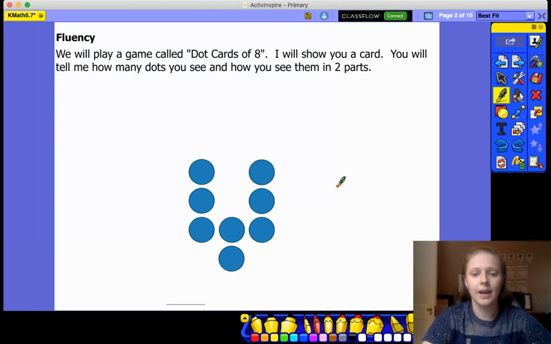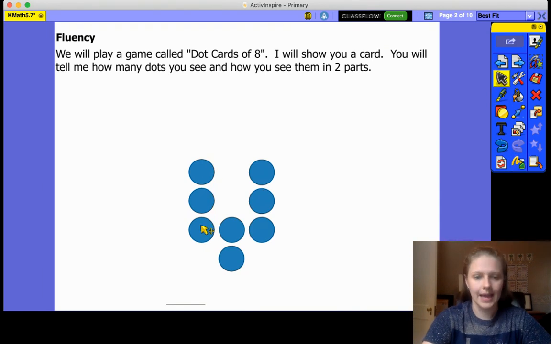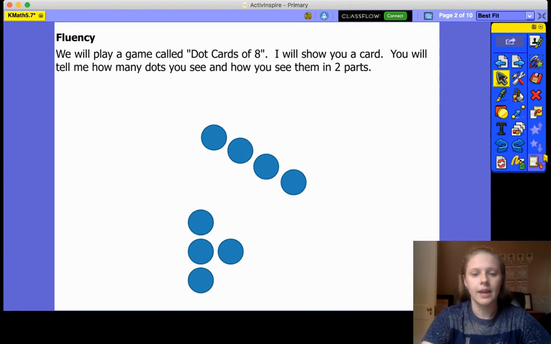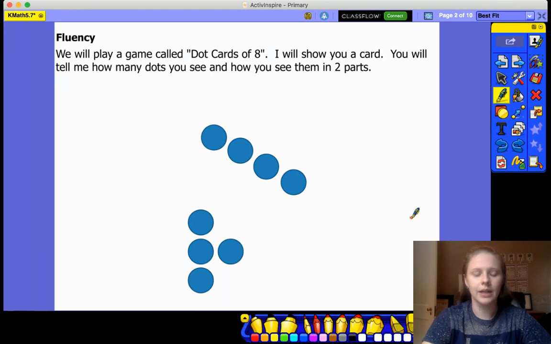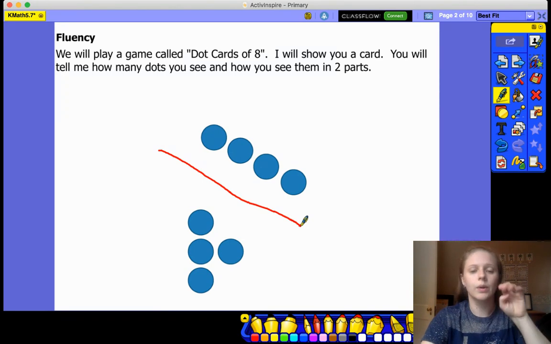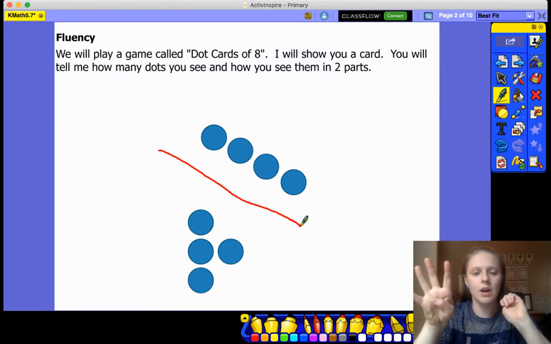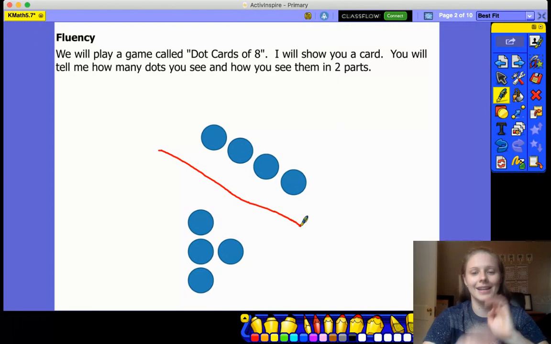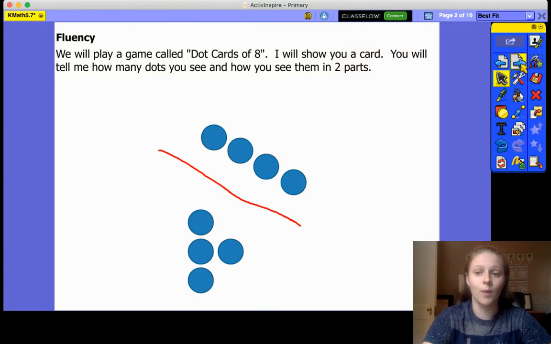Good. Let's do this one. How can we break these up into two parts? I like that. So let's try this one. We're going to do 3 and how many on this side? 5. 8 is the same as 3 and 5. Put them together, you make 8. Good job. And last one. Take a look at my picture. How can we split them? Yes, we can. So we're going to have 4 and 4 makes 8. Good job. 8 is the same as 4 and 4.